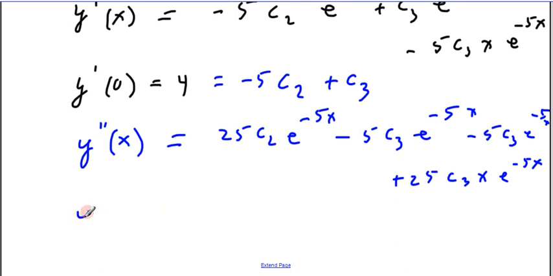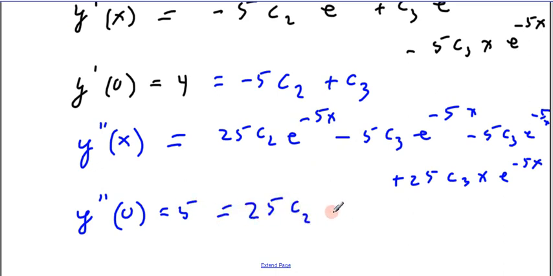Okay, and we find that y double prime at 0, we remember that it's a 5, and that's going to be equal to 25c2 minus 10c3.